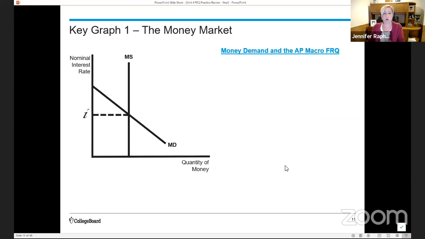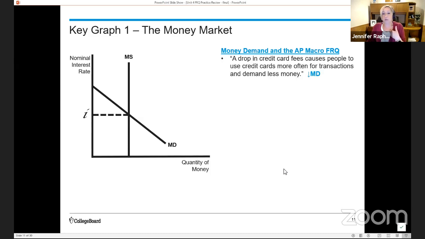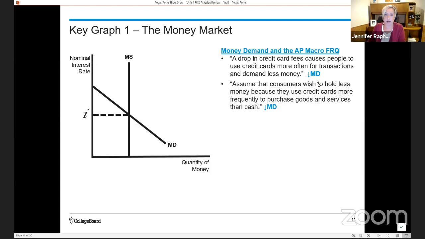So how does this show up on the AP exam? I culled through the released FRQs to see all of the different ways that you can be assessed as to your understanding of the shift factors of the money demand curve. One reads, a drop in credit card fees causes people to use credit cards more often for transactions and demand less money. So that would cause a decrease in money demand, which we show in the model by shifting the curve to the left.